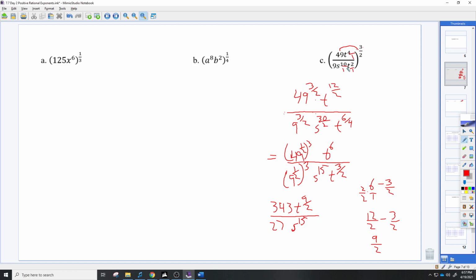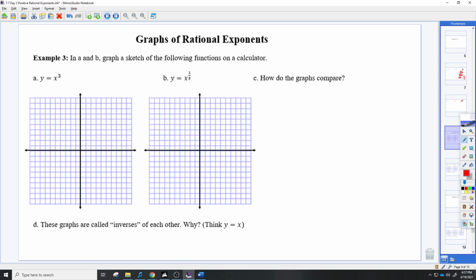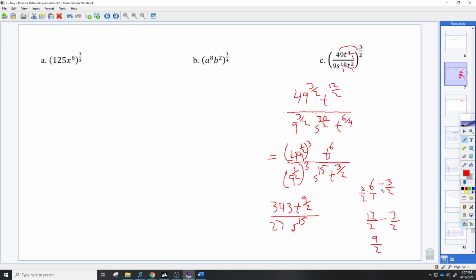Oh, I think I forgot something. Actually, I messed up. Back up. This one here, this one, 2 times 3 is 6. I forgot to multiply that to get 6. That's why I was wondering why it was going to be such a long problem here. This should be 6 here.